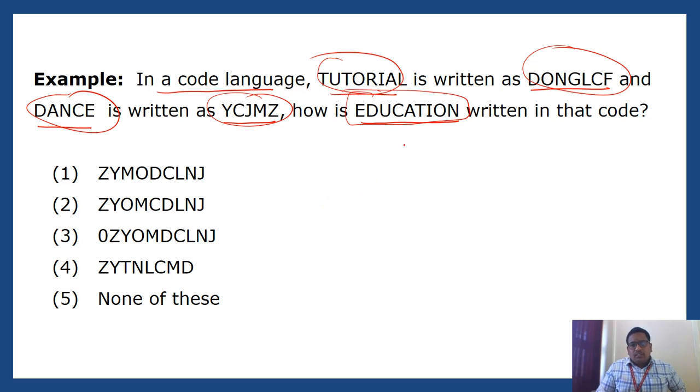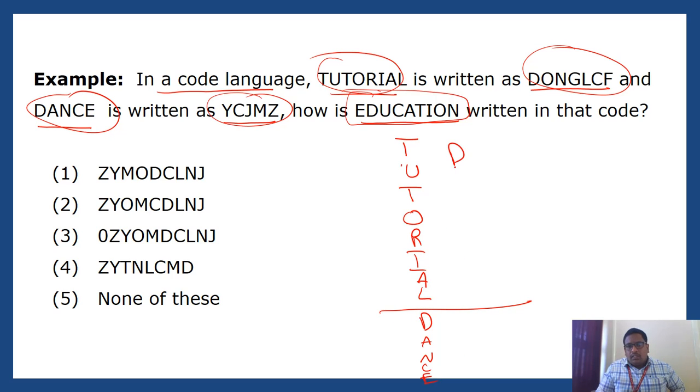What is the first step? Always remember, you note down the given words and the code words. Tutorial, DONGLCF, dance, YCJMZ. Now if you see the count, in the given word dance and code word, it is 5. But here, 1 2 3 4 5 6 7 8, there are 8 in the given word, and 1 2 3 4 5 6 7, 7 in the code word.